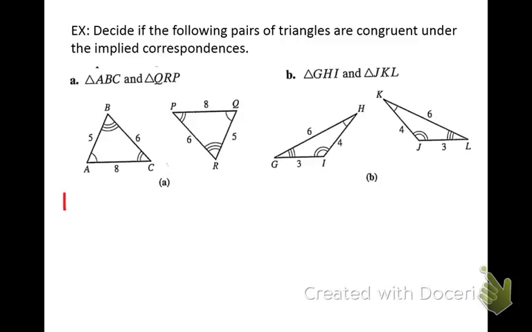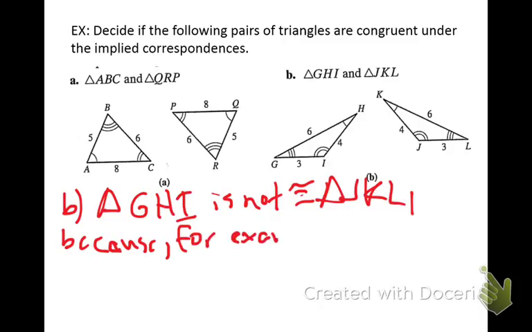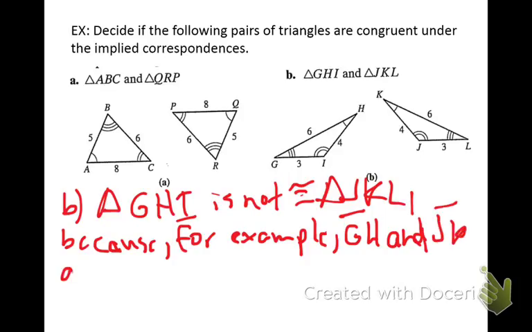So we would say, B, triangle GHI is not congruent to triangle JKL because, for example, GH, which is 6, is not the same as JK, the first 2 letters of the second triangle. It's 4. So GH and JK are not congruent.